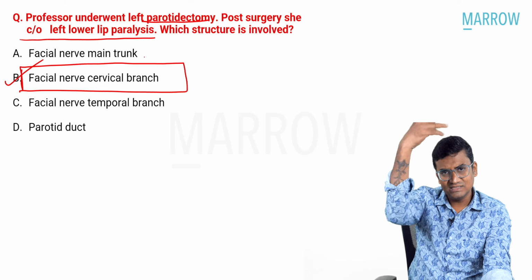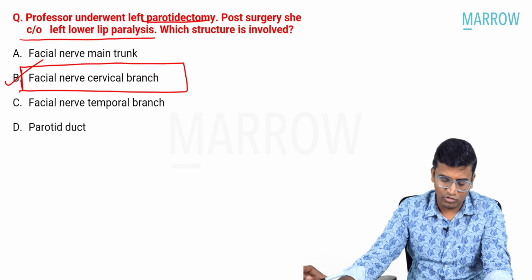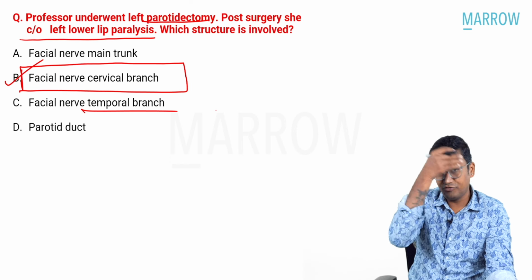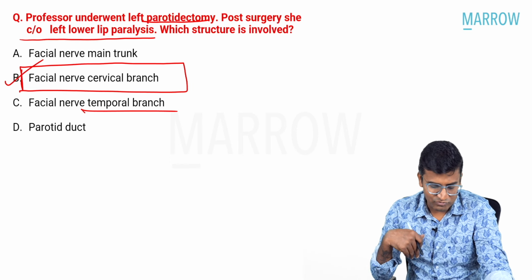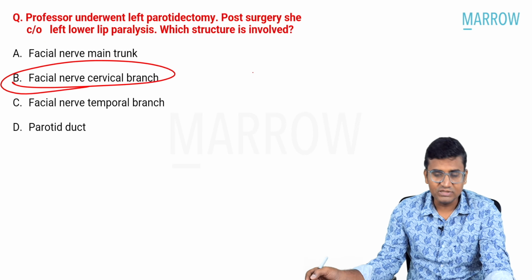Facial nerve main trunk means complete palsy of the facial muscles. All the muscles of the face involved. Okay. Temporal branch, again frontalis, corrugator superciliary involved. Okay, right. So answer for this question is B.